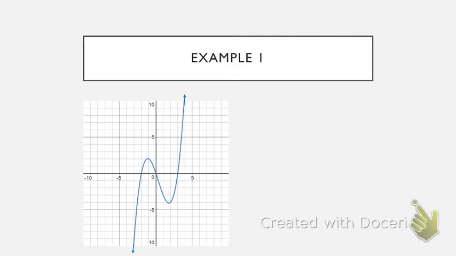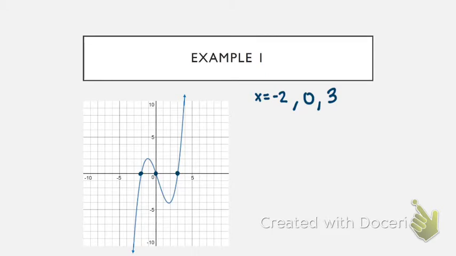And again, in these examples, I'm going to identify the x-intercepts. So I have an x-intercept at x equals -2, 0, and 3. So I have an x-intercept at -2, 0, and 3.